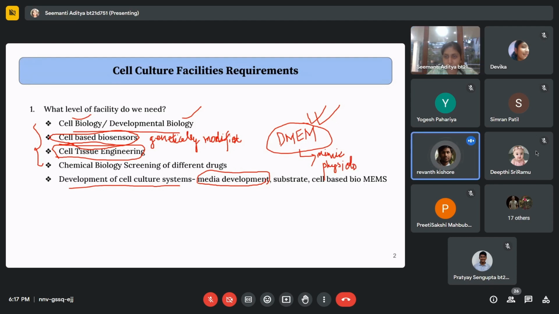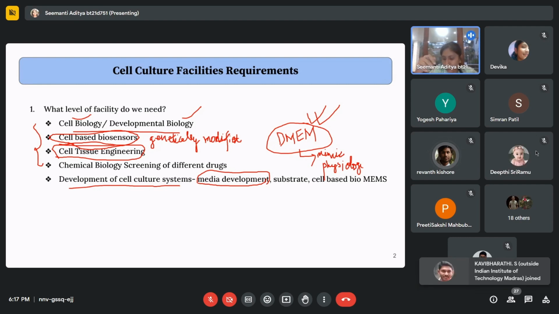Ma'am, what are cell-based bio-MEMS? The cell-based bio-MEMS are biosensors. The full form is micro electromechanical systems.